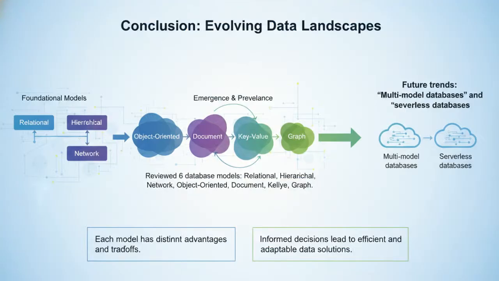In conclusion, we've explored the fundamental characteristics and use cases of the top 6 database models: relational, hierarchical, network, object-oriented, document, key-value, and graph. Each model offers distinct advantages and trade-offs, making them suitable for different application requirements. The landscape of data management is constantly evolving, with new models and hybrid approaches emerging to address the ever-growing demands for performance, scalability, and flexibility.